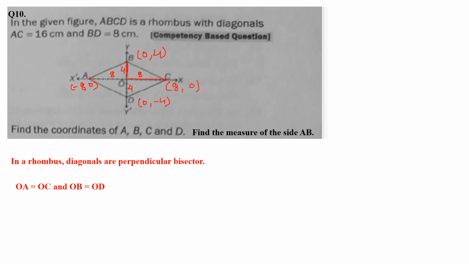Now again we have to take this right angle triangle. As in a rhombus, diagonals are perpendicular bisector. So if I take triangle AOB, okay, I have to find the measure of AB. So I will use AB square will be equal to OA square plus OB square. Now measure of OA is 8 and measure of OB will be 4. So 64 plus 16. 64 plus 16 if you do 80. So measure of AB will be root of 80.